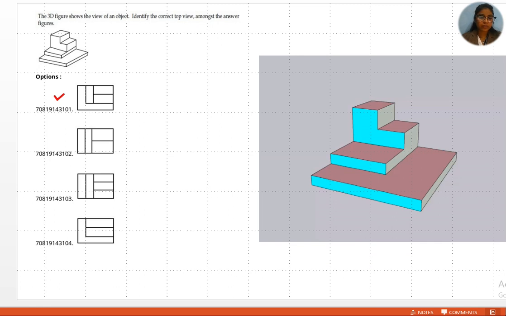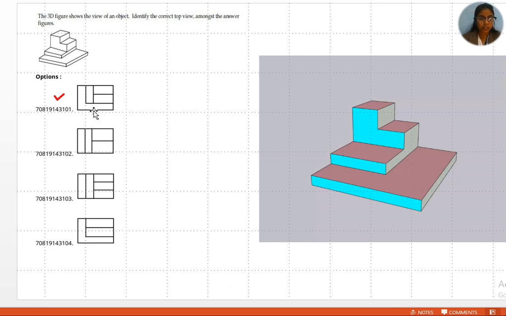Okay, the next question. The 3D figure shows the view of an object. Identify the correct top view among the answer figure. You have to find out the correct top view. Okay. So, talking about its top view, very precisely, you will get to see this L profile.